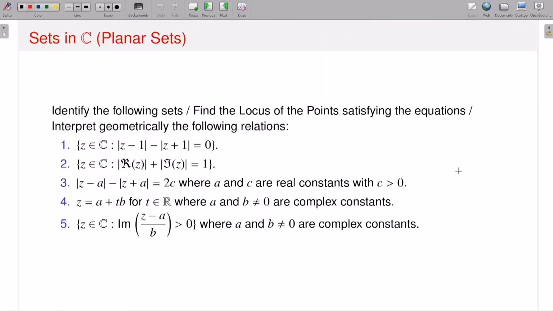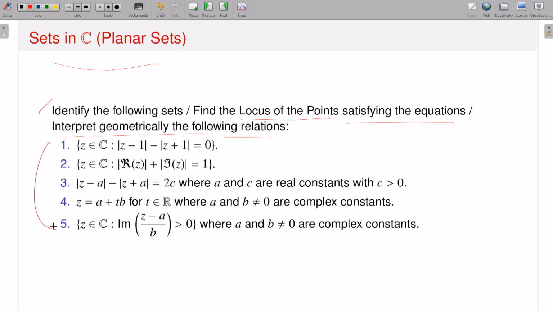Now I come back to a new kind of topic, like topology or geometry. So what is that? I will give some set in the complex plane, and I am saying kindly draw what it gives. For example, identify the following sets, or find the locus of the points satisfying the equations, or interpret geometrically the following relations. That you can do.